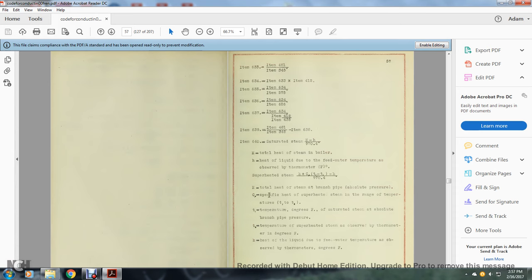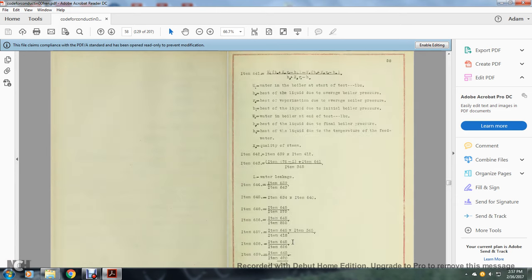Absolute pressure is H. C subscript P is the specific heat of superheated steam over the range of temperatures from T1 to T2. T1 is the temperature in degrees Fahrenheit of saturated steam at the test absolute branch pipe pressure. T2 is the temperature of the superheated steam observed in the thermometer in degrees Fahrenheit. Lowercase h is the heat of the liquid of the feed water temperature as observed in the thermometer in degrees Fahrenheit.